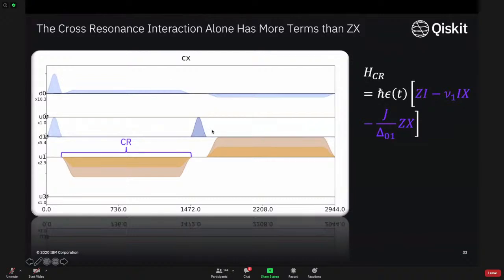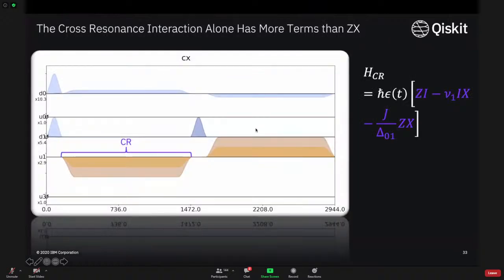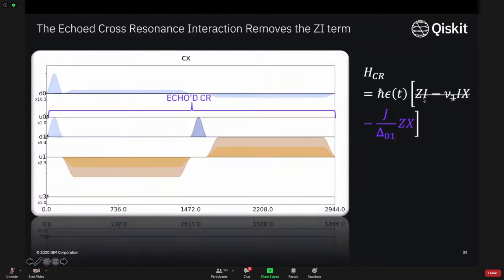So what exactly are these terms? Some of them are going to be the terms that I referred to here, the ZI and IX, and I'll point it out in a second. And then there's also some terms that we use to get rid of these undesired terms. So specifically, first, there's this idea of an echoed cross-resonance. So earlier I mentioned this idea of dynamical decoupling. Well, the echoed cross-resonance is in the same spirit of dynamical decoupling. Namely, you can insert these pi pulses, and what they do is they allow you to remove certain interaction terms. So in the context of our C naught, this echoed cross resonance helps remove this ZI and this IX interaction term.